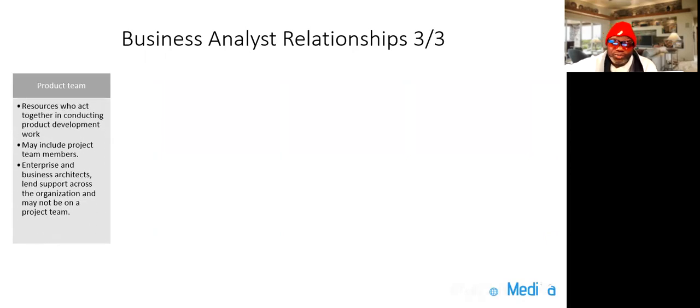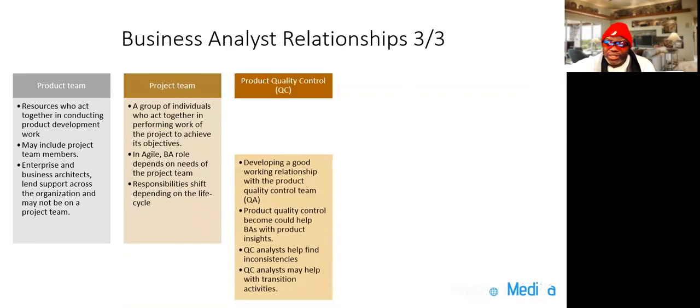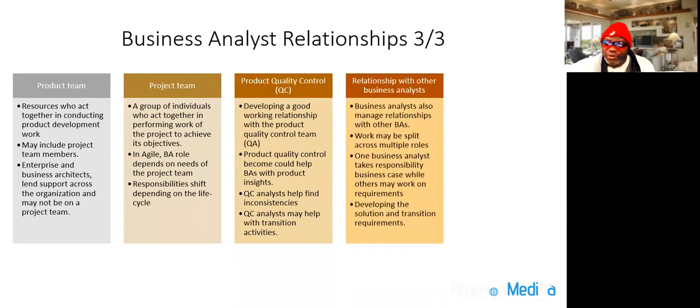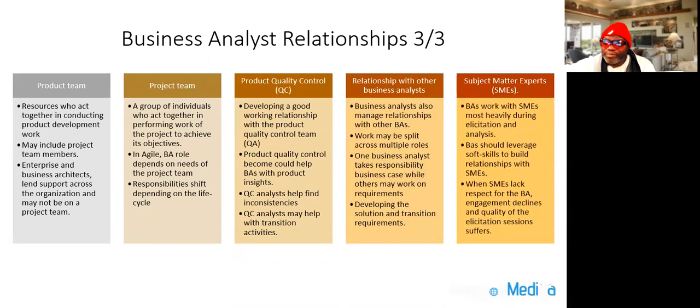BAs work with product teams. Enterprise and business architects lend support across the organization. I may not be on a project team, but they help the BA, right? They work together in conducting product development work. The BA works with the project team and product quality control. They have a relationship with other business analysts and other SMEs. Now, this is just a primer, so I'm going pretty quick.